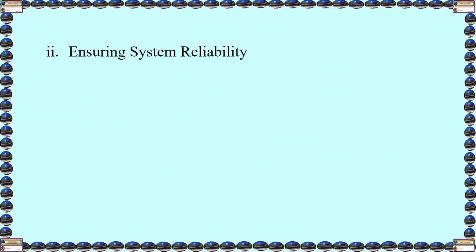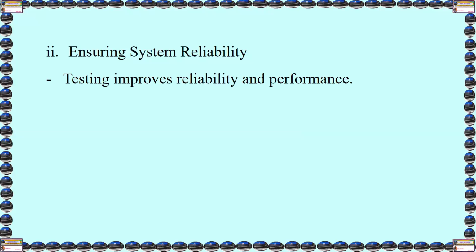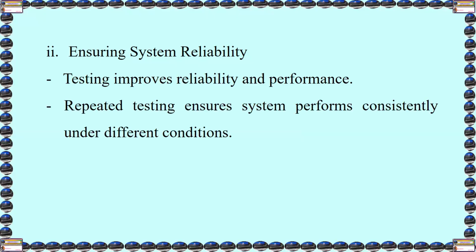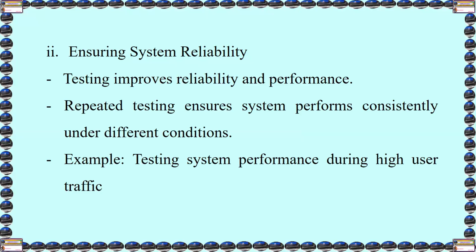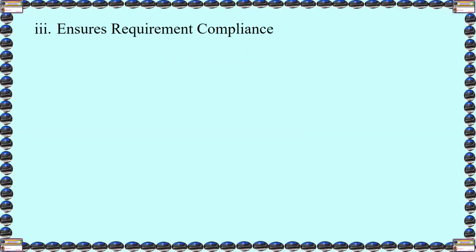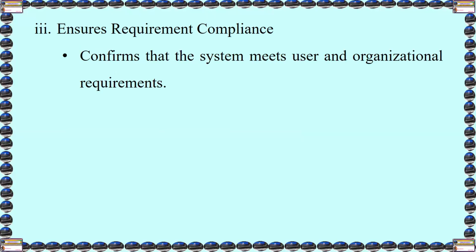Number two is ensuring system reliability. Here, testing is done to improve reliability and performance. The testing is also repeated in order to ensure that the system performs consistently under different conditions. For example, testing system performance during high user traffic. Number three is ensuring requirement compliance. Here, you confirm that the system meets user and organizational requirements.